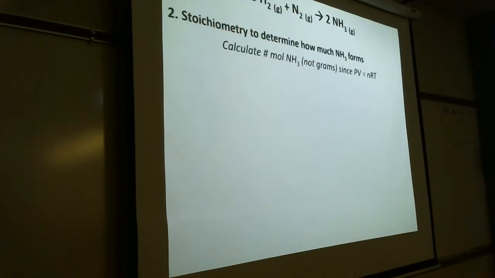All right, now we're going to do stoichiometry, but we're only calculating number of moles, right? We don't need to know mass in grams, because if we convert it to grams, we're going to have to undo that and convert it back to moles, because we're plugging into PV equals nRT. n is what we're interested in finding here.